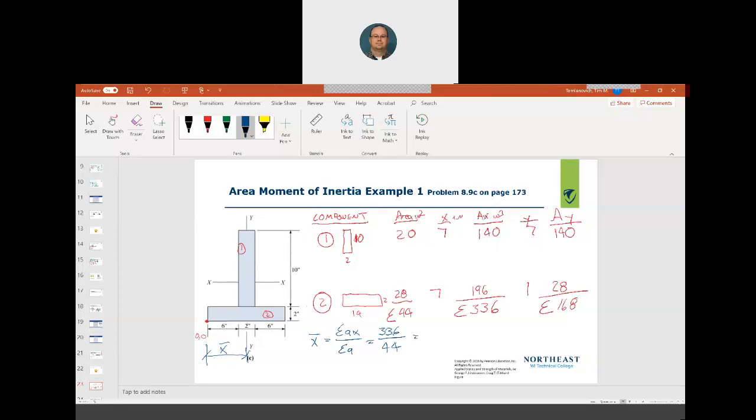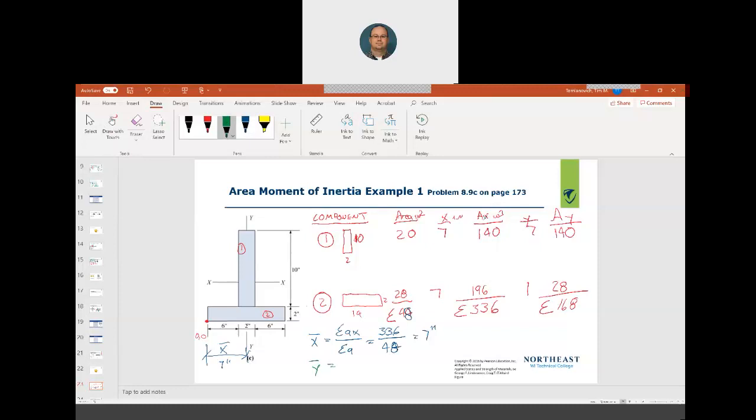336 divided by 40. Oh, this is 48. That's why. 10 times 2 is 20. That's 48. 336 divided by 48. 7 inches. All right? So we knew it was going to be 7 inches, right? Because it was symmetrical. So you do not have to do that unless I tell you to go from 0, 0. Okay?